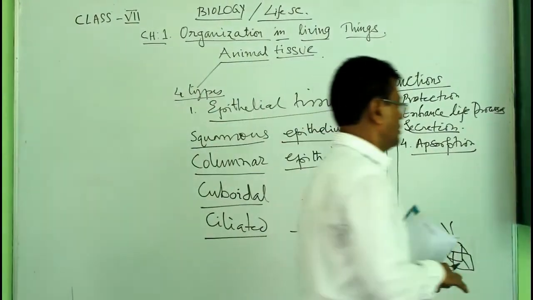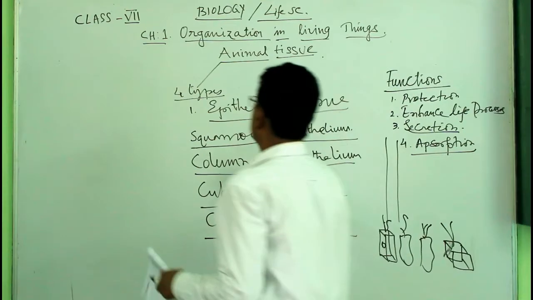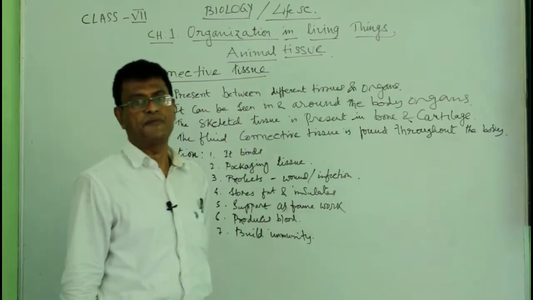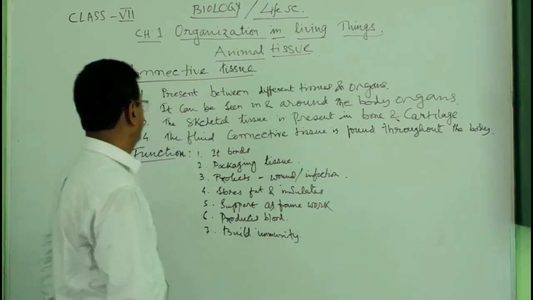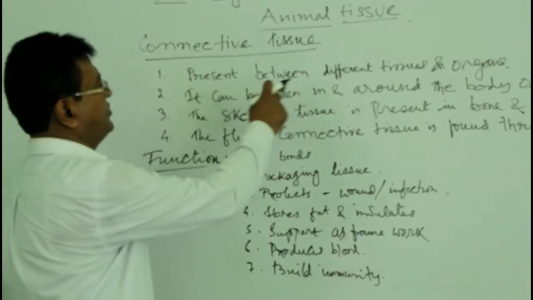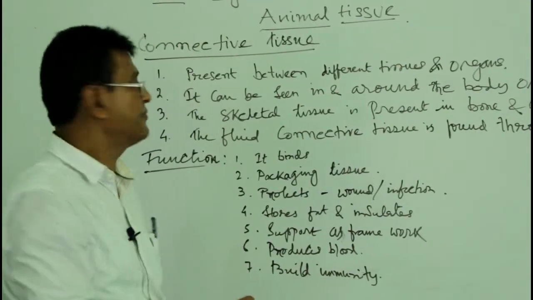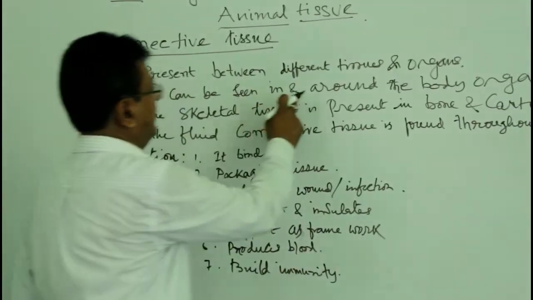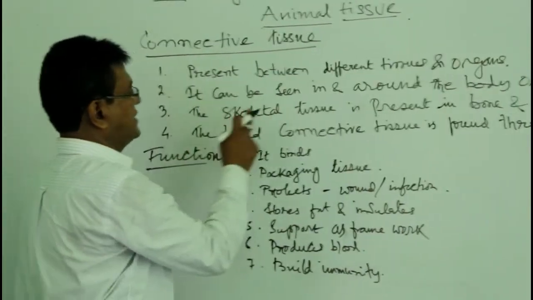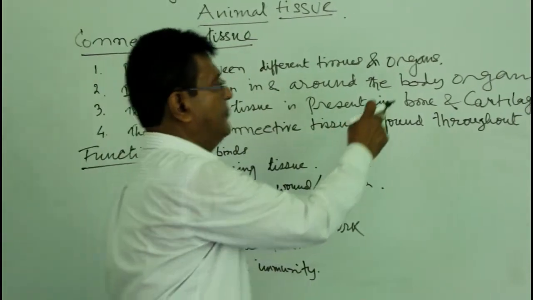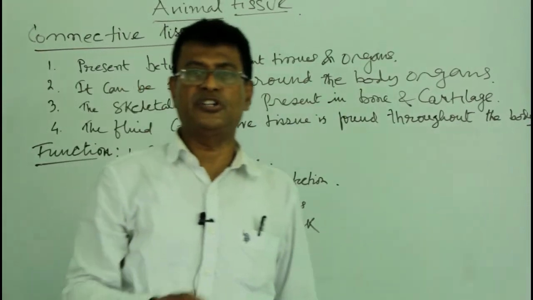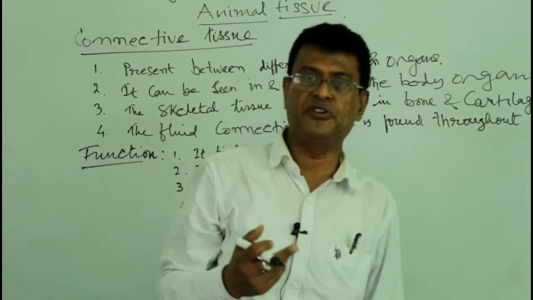Now we come to the second part. After the epithelial tissue, we have the connective tissue. The connective tissue is present between different tissues and organs. Number two, it can be seen in and around the body organs. Number three, the skeletal tissue is present in the bone and cartilage. Bone is the hard tissue and cartilage is soft and flexible, but they are connective tissue.